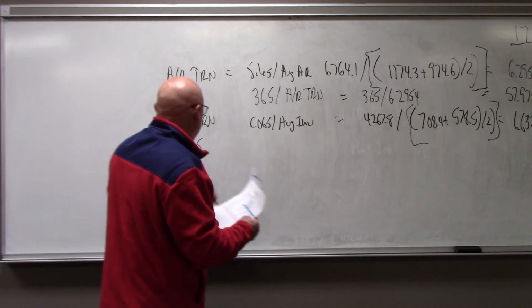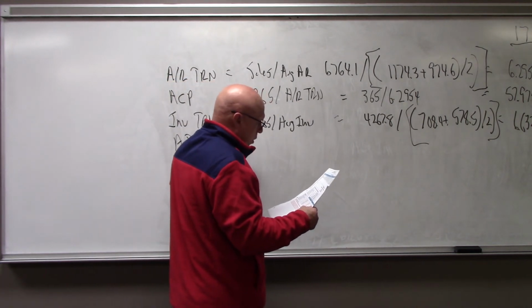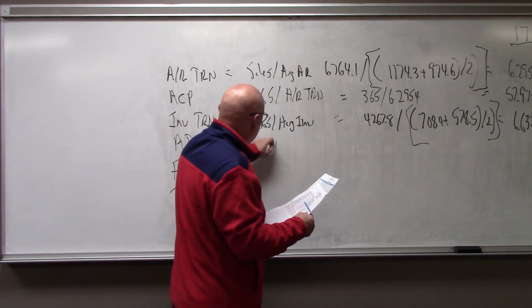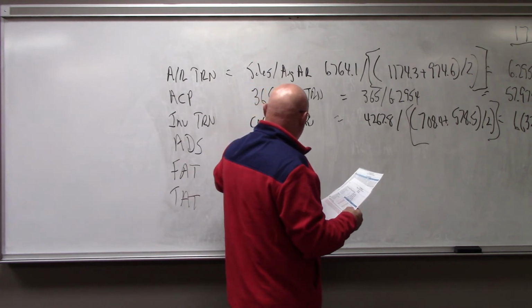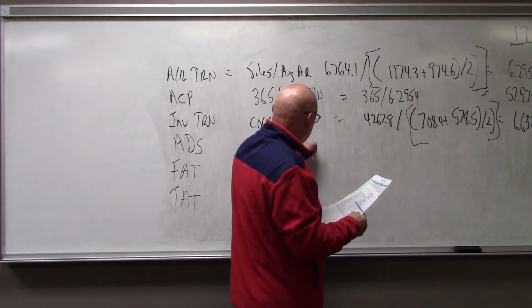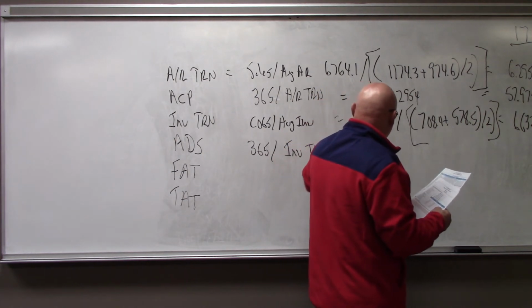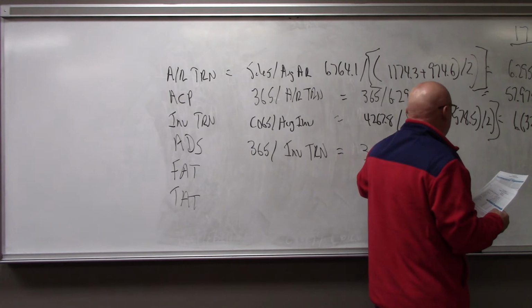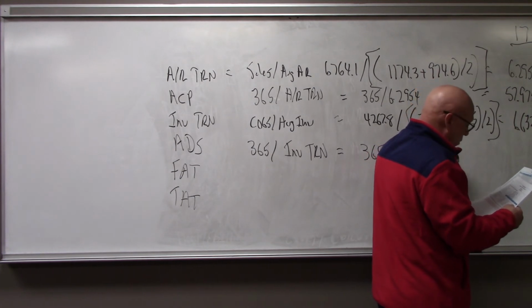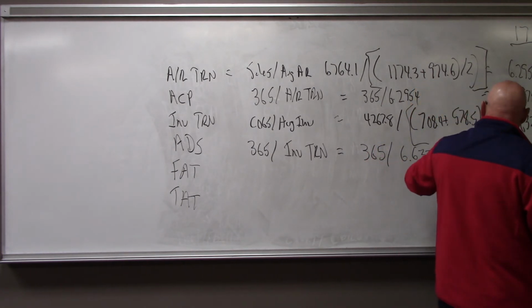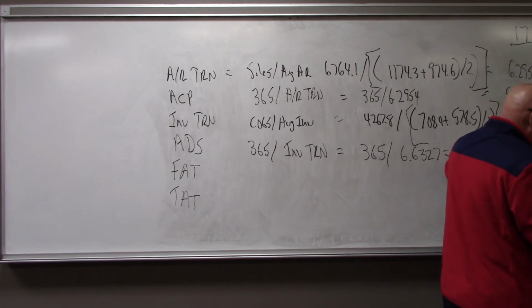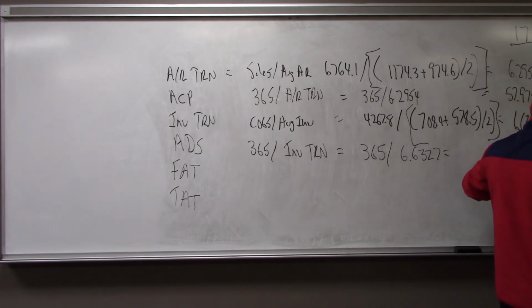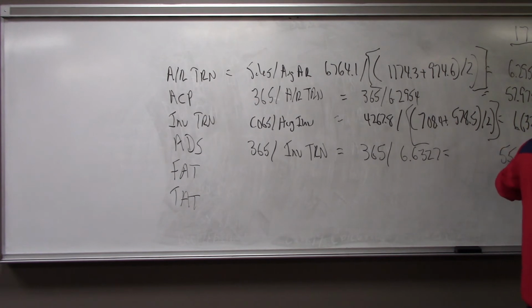Our average days sales is 365 divided by our inventory turn, 365 divided by 6.6327 is 55.0305 and 59.0704.